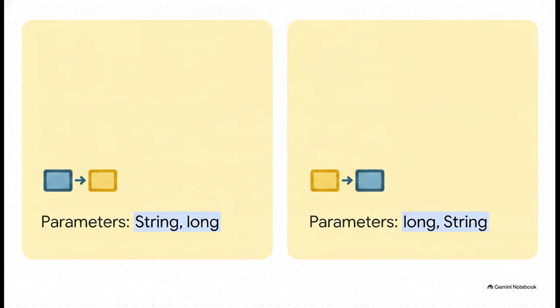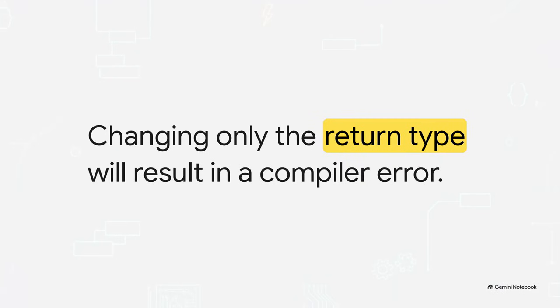And you know what? Overloading by the order of parameters works just as perfectly. A method accepting a string followed by a long integer is treated as a completely different blueprint than a long integer followed by a string. Because that sequence changed, Java knows exactly which one to execute based purely on the order of the arguments you hand it. But watch out, because here is the classic trap.